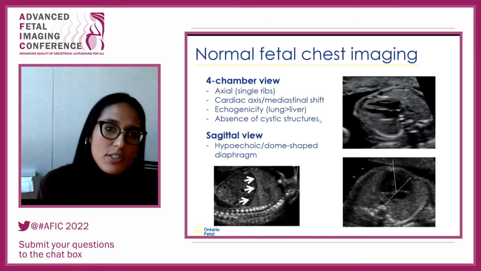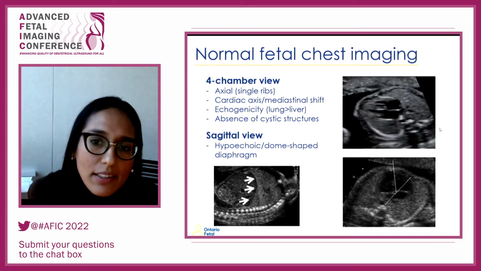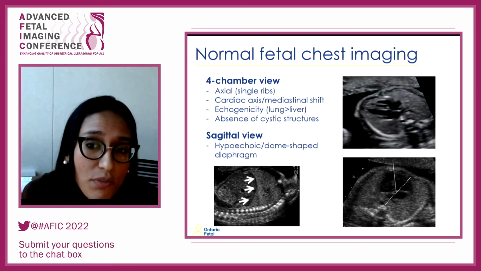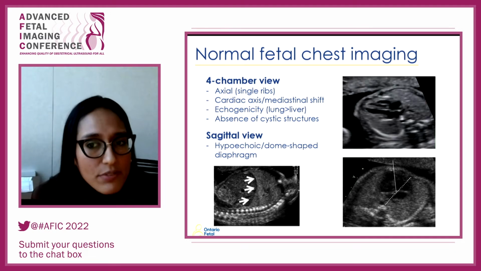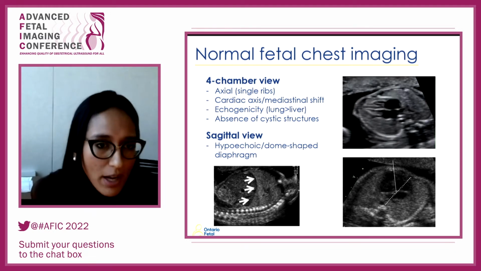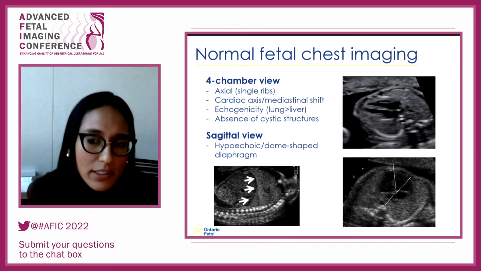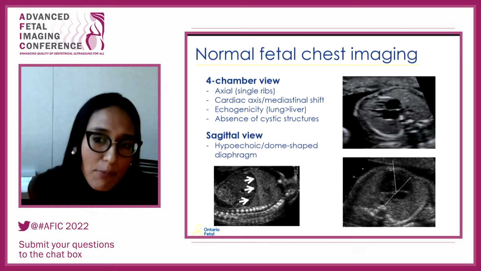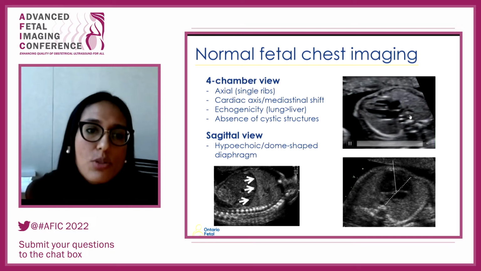So to start off, in terms of normal fetal chest imaging, when we're looking at the lungs, we really just need the 4-chamber view of the heart. If we're looking at the 4-chamber view in a truly axial view of the chest, which means we have a single rib on each side, we shouldn't just be looking at the heart. This is the perfect opportunity to look at the rest of the chest, and we should always be training our eyes to do so. That means looking at the surrounding tissue around the heart, which is the lungs. You want to make sure that the echogenicity is uniform.